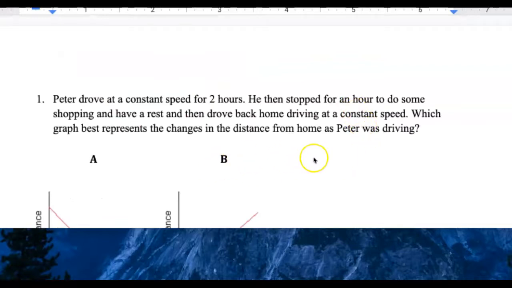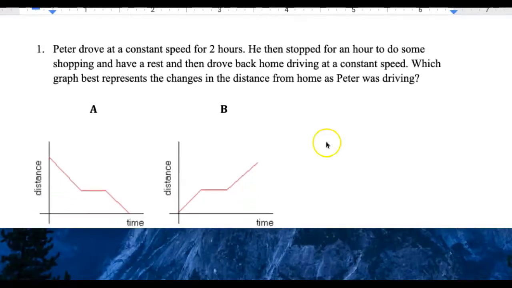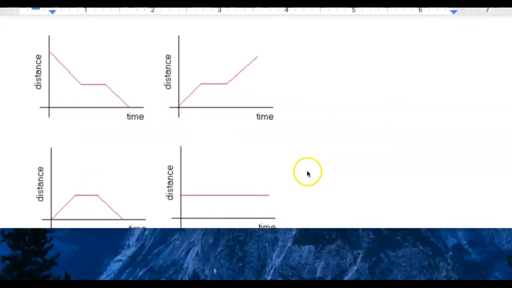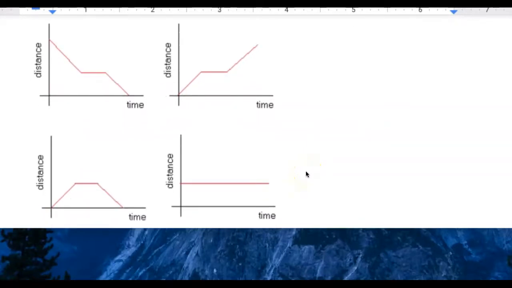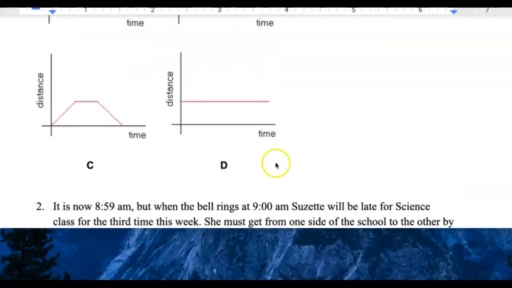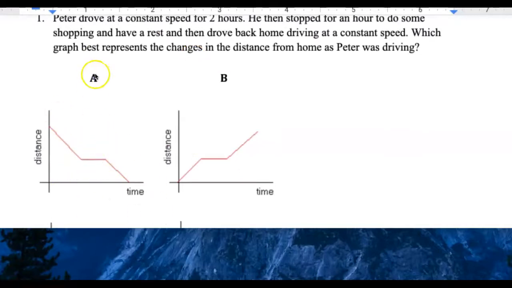So in the first problem here, Peter drove at a constant speed for 2 hours. He then stopped for an hour to do some shopping and have a rest, and then drove back home driving at a constant speed. Which graph best represents the change in the distance from home as Peter was driving? So I need you to take a look at these and see which speed graph helps explain what he was doing.